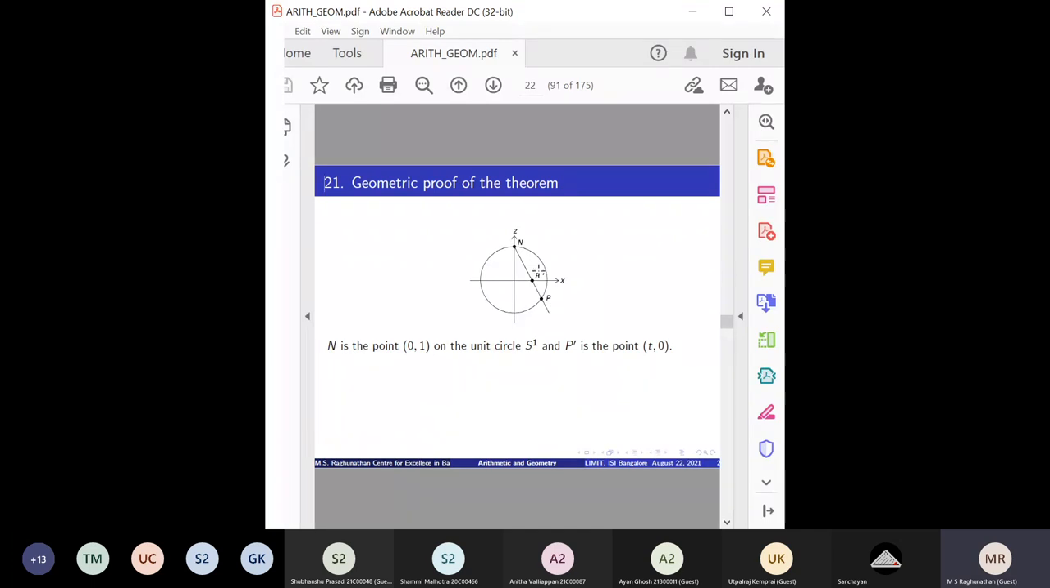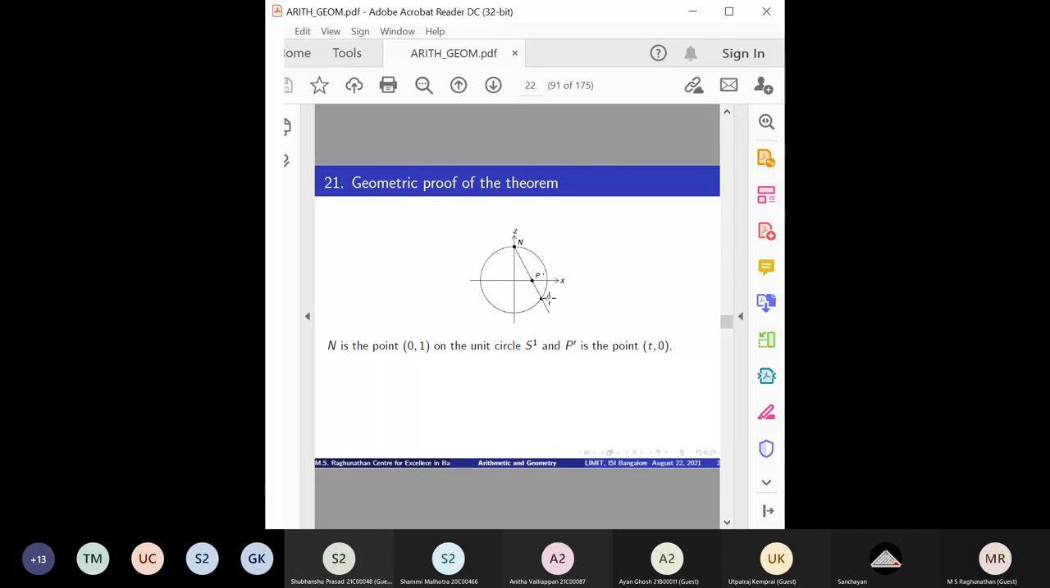That will intersect the x-axis in exactly one point, as the picture shows. You can make it completely rigorous by writing down the coordinates of P and the equation of the line joining N and P. You have that line, and you have the x-axis. These two lines intersect at some point P prime, and that point has rational coordinates. The reason is that if you look at their equations, they are both over Q, that is, all the coefficients in the equations are in Q. From that, it is easy to see that the intersection point also has coordinates in Q. So if you join N with a point on the circle with rational coordinates, it intersects the x-axis in a point which also has rational coordinates.